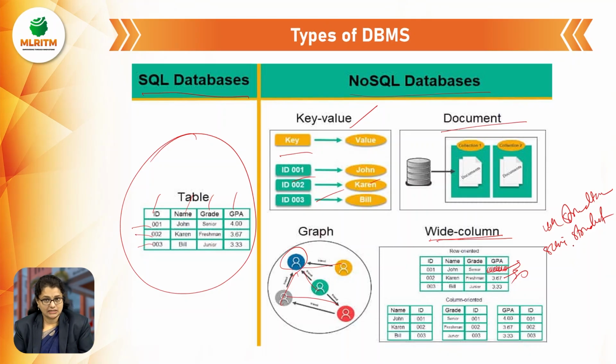So in the NoSQL database, we have 4 different types of data model. The first one is key-value, and the second one is document representation. The third one is graph representation. The fourth one is wide column. So by using these data models, we can store semi-structured and unstructured data. Okay.